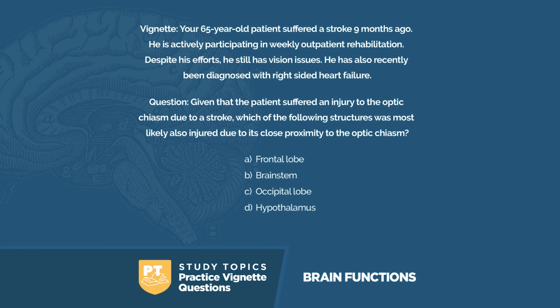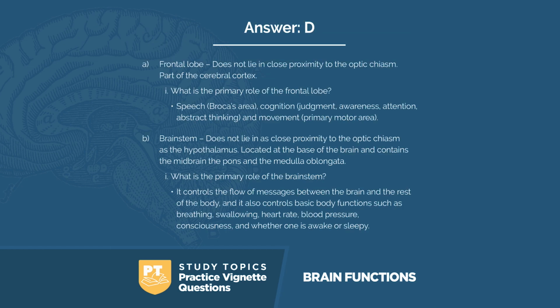Alrighty, so this one comes down to your cranial anatomy. So what we're looking for here is we want to know which structure is in close proximity to the optic chiasm. If we look here, we know the frontal lobe, the optic chiasm doesn't lie in the frontal lobe. It's part of the cerebral cortex. So what's the primary role of the frontal lobe? Well, it does speech, cognition, and movement.